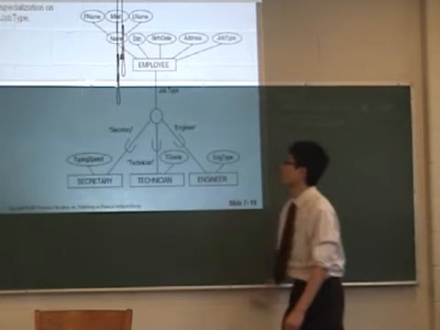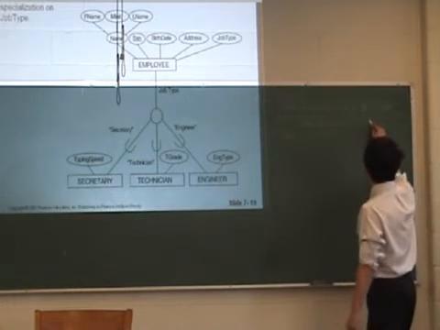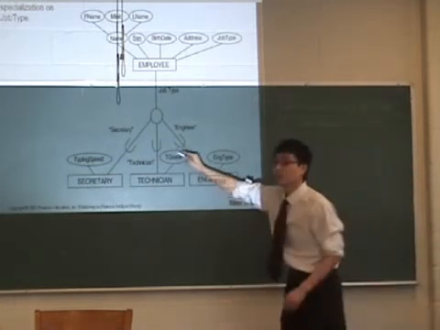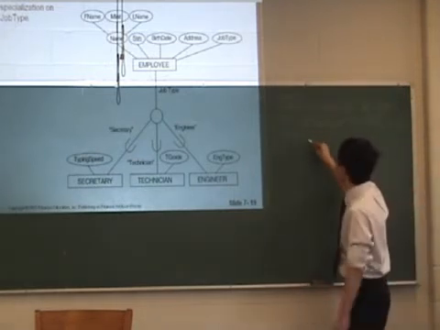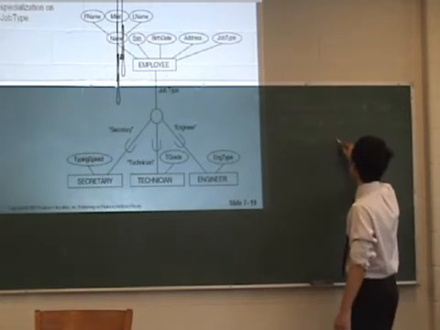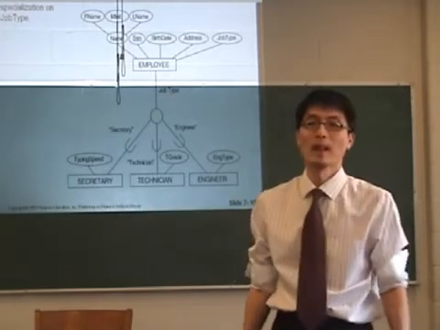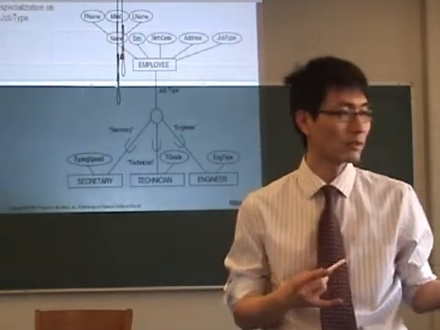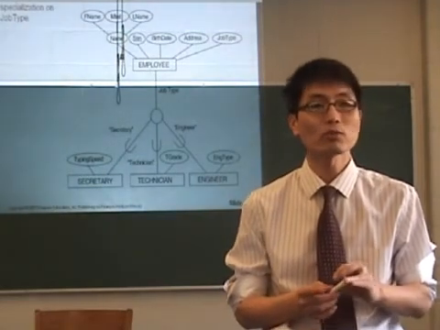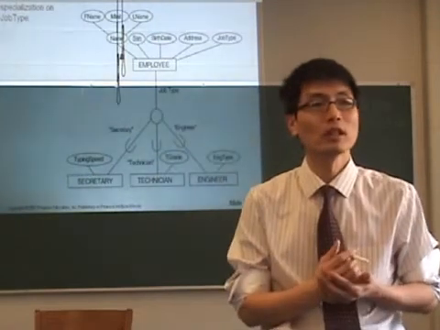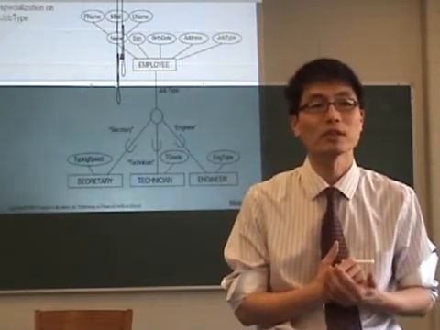Similarly, technician. Technician, what is the key? SSN. So it's the SSN underlined, and attribute T grade. And engineer, SSN, and engineer type. Okay, that's it. Is that all? No. What else? Relationship. We do not have a relationship. Composite, we already took care of composite.